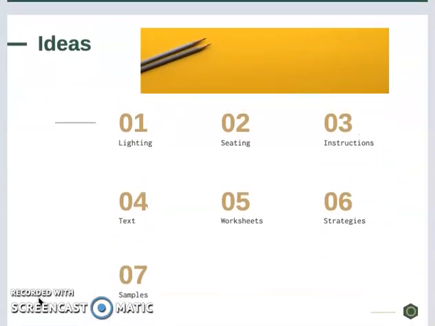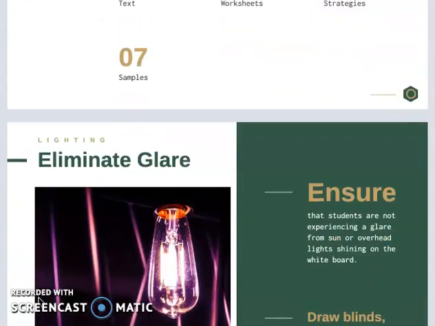So some of the topics we're going to go over are lighting, seating, instructions, text, worksheets, and strategies, and then I'll give you a couple of samples of things you can use in your own classrooms.